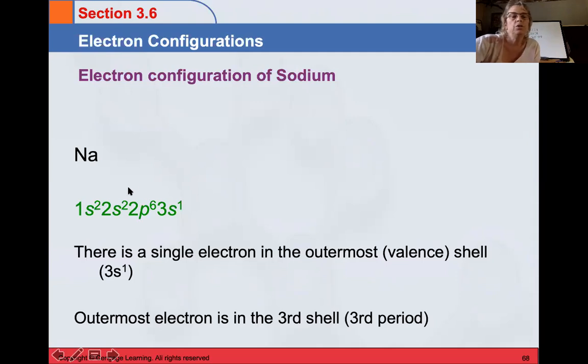The reason I wanted to show you how we build electron configurations is because I want to use electron configurations to show you why the different groups in the table have the same characteristics. And it's this right here that we're looking at. Notice there's a single electron in the outermost shell for sodium, a single electron in the outermost, it's also called the valence shell. Single electron in that outermost, or the third shell.